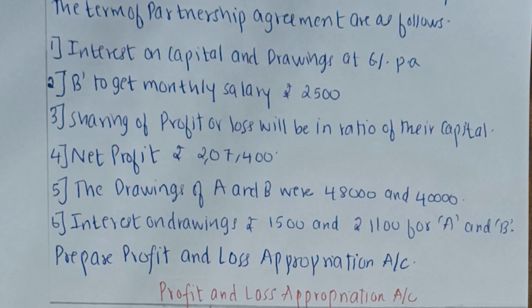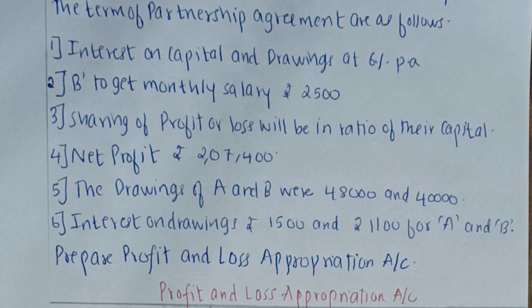Fourth, net profit was rupees 2,07,400. Fifth, the drawings of A and B were 48,000 and 40,000. And the sixth, interest on drawings was rupees 1,500 and rupees 1,100 for A and B. Prepare profit and loss appropriation account.